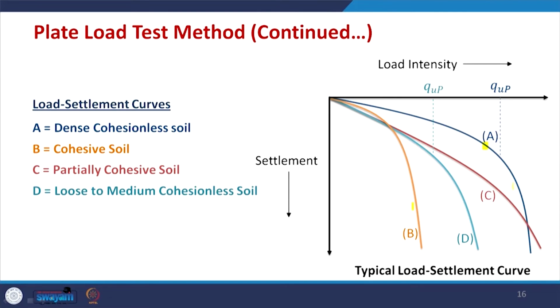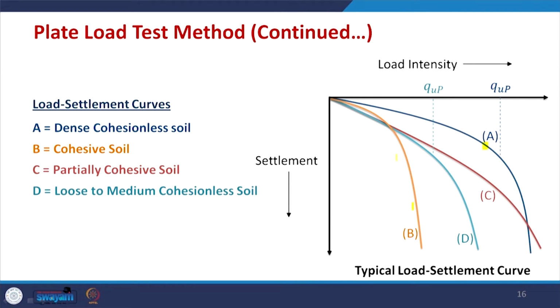So, they are totally different. For the same load, the settlement is higher for the B case compared to the A case, for the same intensity of loading. However, the load carrying capacity is smaller for this clay compared to what you have for the sand.